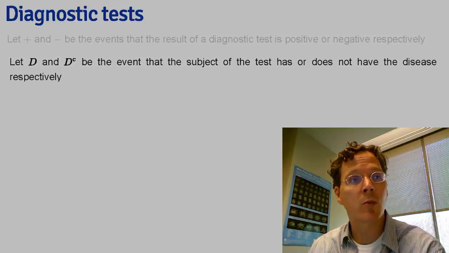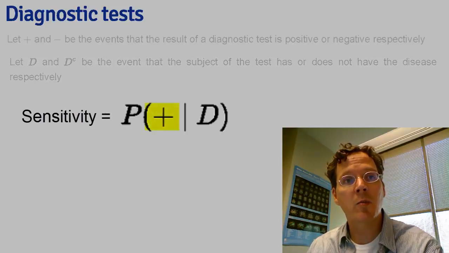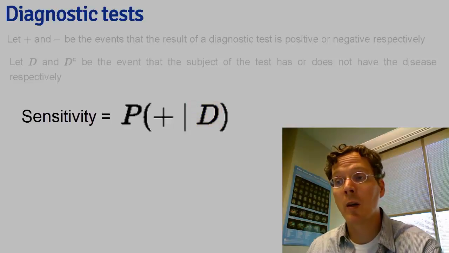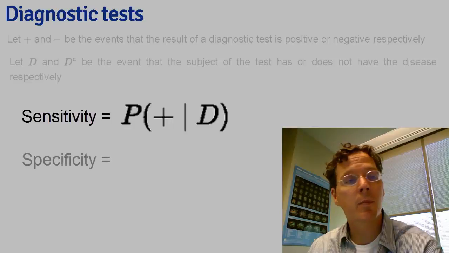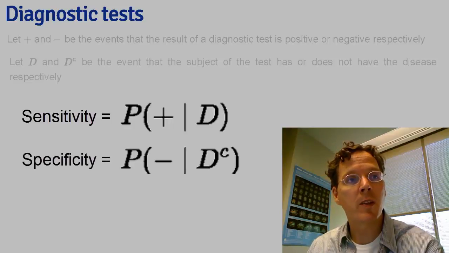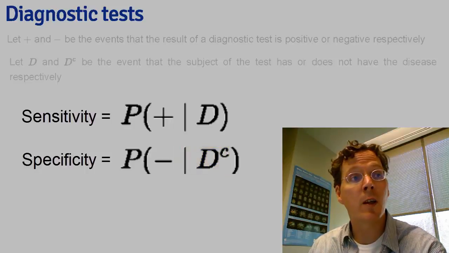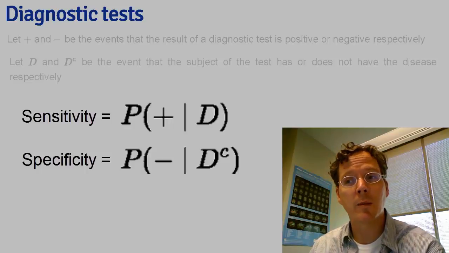the disease, respectively. Then the sensitivity is the probability that the test is positive given that the subject actually has the disease. This would be a marker of a good test. You would want the sensitivity to be high. The specificity is the probability that the test is negative given that the subject does not have the disease, probability minus given D complement. Again, you want the specificity to be high for a test to be good.